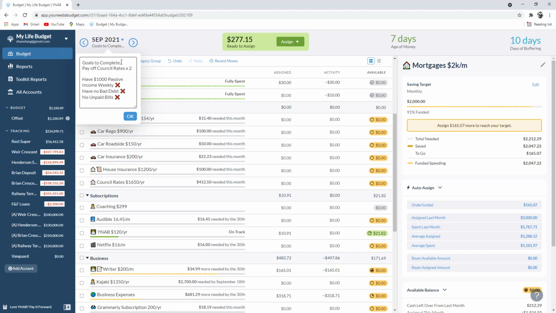So I've written down goals to complete: pay off council rates times 2. I've already paid off 1 council rate for one of my houses. Still got 2 more to go. That's due in February, so I'm not too worried about them. But I'd like to get rid of them because I want to get to the point where I'm able to pay off all my bills straight up.